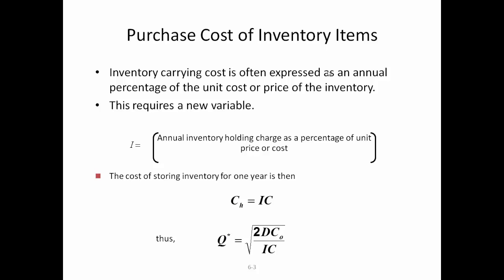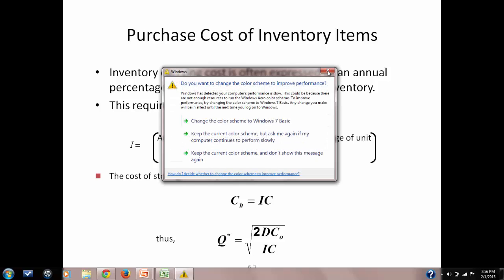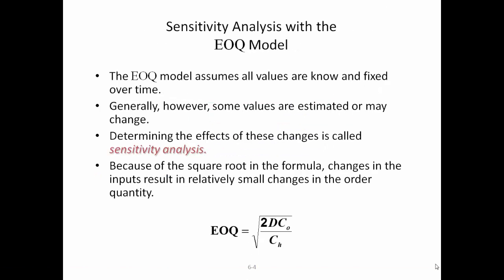Therefore, when we do our formula, the most important thing is that the economic order quantity, Q star, is equal to the square root of 2 times D times C sub o, associated with our ordering costs, divided by our cost for holding. So what does the economic order quantity model do? It assumes that all the values are basically deterministic, that they are fixed. We know what they are.